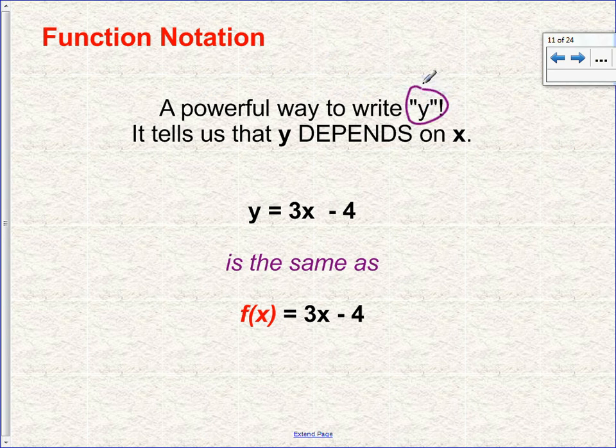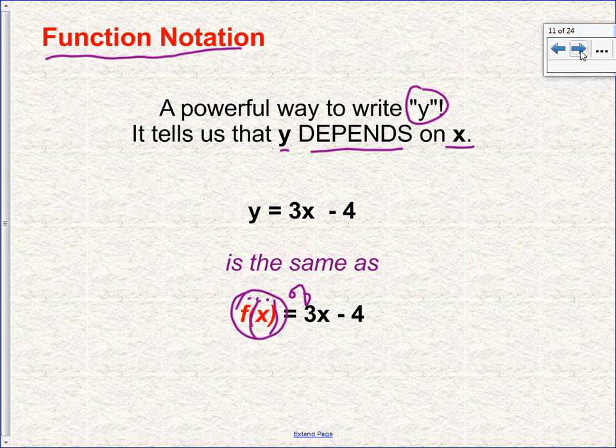A powerful way to write y tells you that y depends on x. So if I have y equals 3x minus 4, we can also write it in function notation as f of x equals 3x minus 4. This means a function of x. And every time we have anything in parentheses, we use the word "of." It's just a function of x. It's just basically telling us it's a function.